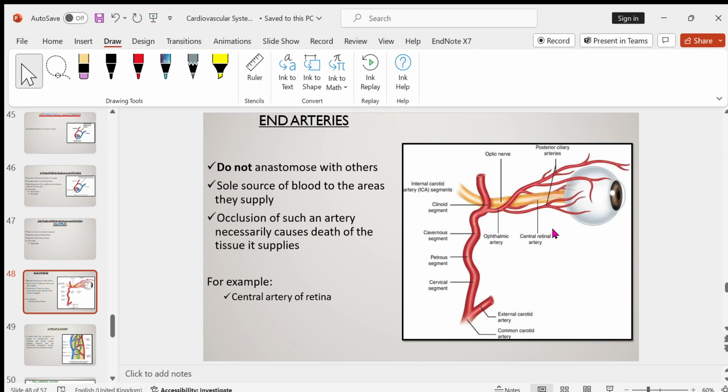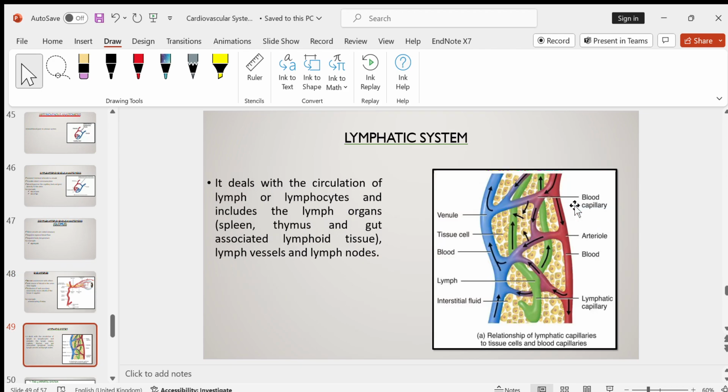Next are the end arteries. End arteries are the arteries that do not make any anastomosis, and the blockage of such end arteries leads to ischemia or death of that specific structure. An important example is the central artery of the retina. This is an end artery.